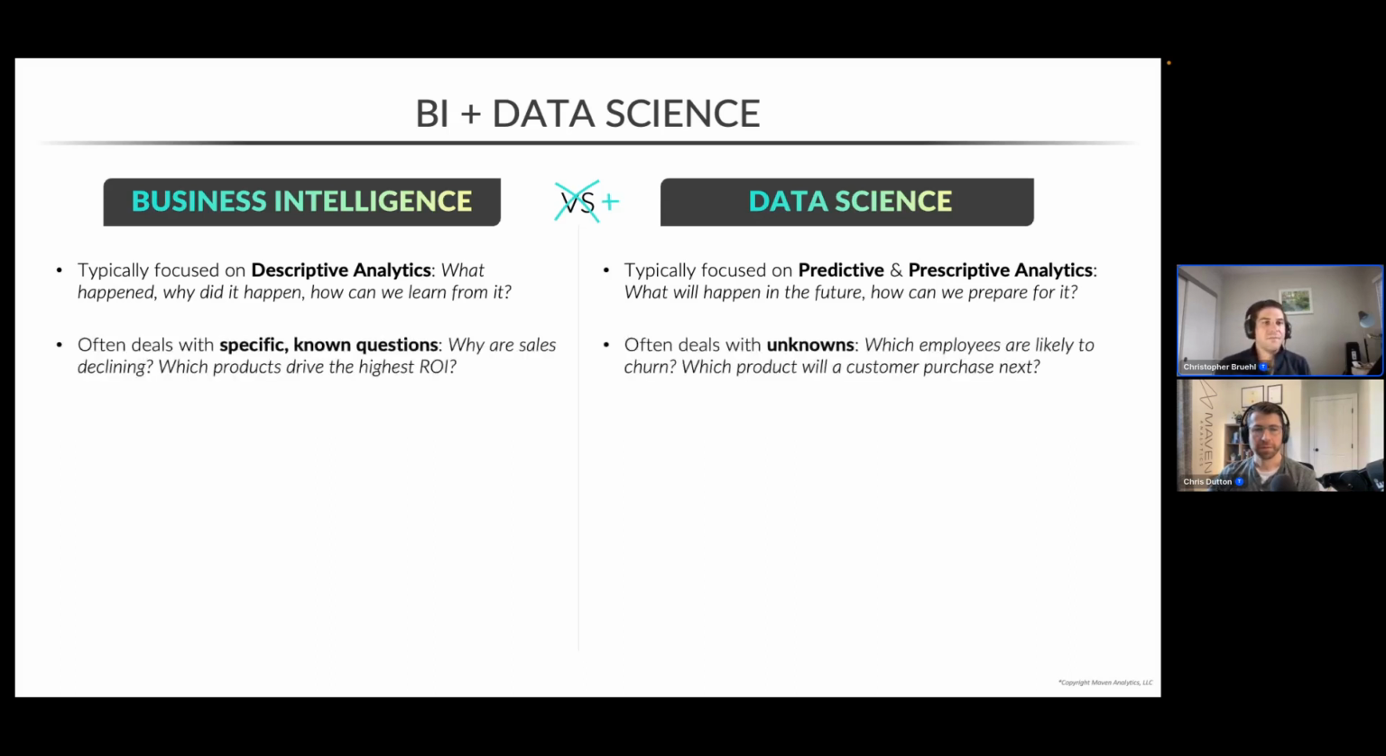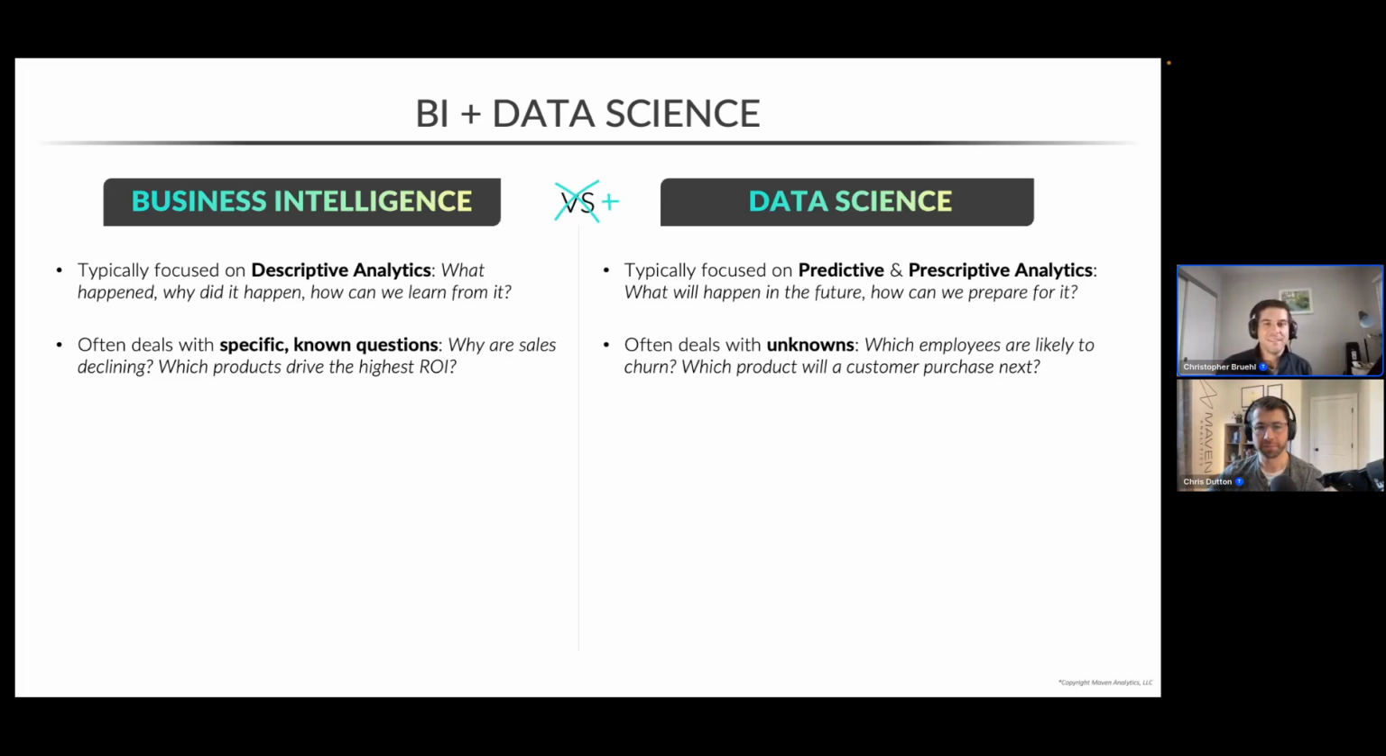Business intelligence often deals with specific known questions. So why are sales declining? Which products drive the highest return on investment? Whereas data science often deals with unknowns. Which employees are likely to churn? Which product will a customer purchase next? And oftentimes being able to dip your toe across this imaginary line we've drawn down the middle here can help you get better at your job.